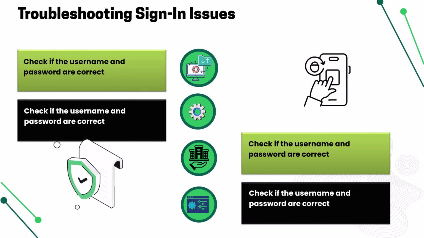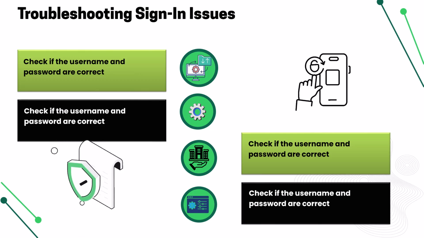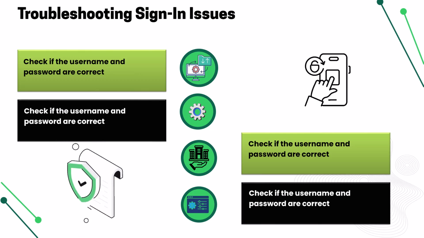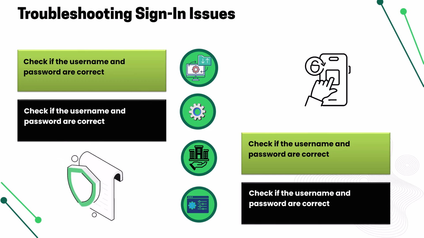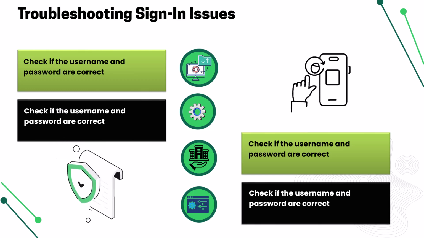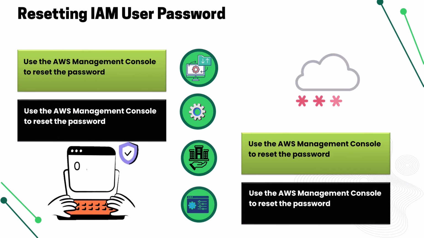First, double-check that username and password. Sounds obvious, but you'd be surprised. Next, if MFA is enabled, make sure you're using the right code. IAM policies can be tricky, so confirm you actually have permission to sign in. And finally, if all else fails, clear those browser cookies. Sometimes they hold grudges.